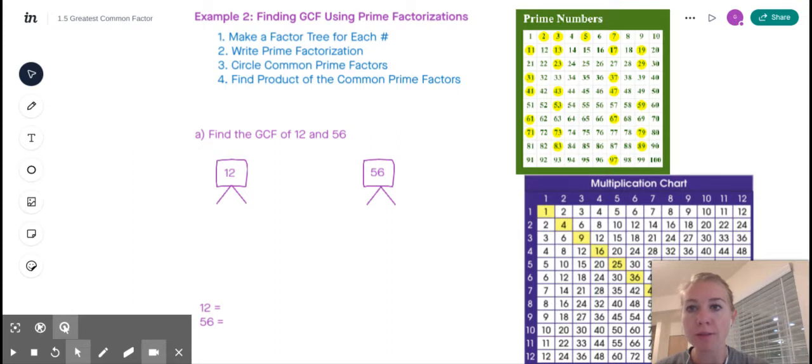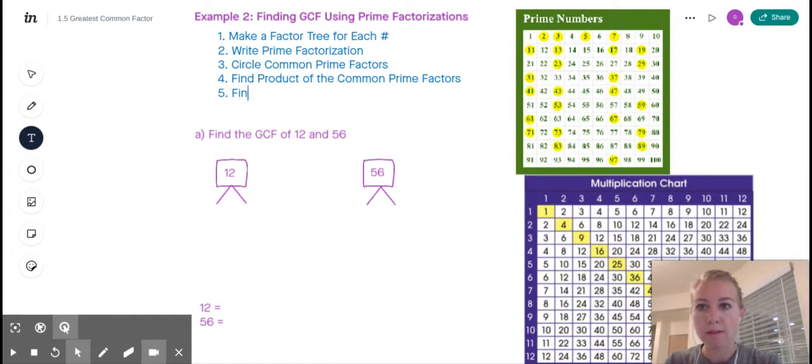All right, now let's go over example 2, finding the greatest common factor using prime factorizations. This is part of chapter 1, section 5, greatest common factor. Here are our 4 steps. First, we make a factor tree for each number, and then write the prime factorization, circle the common prime factors, and then find the product of the common prime factors. And then I should have added step 5, find the greatest common factor.